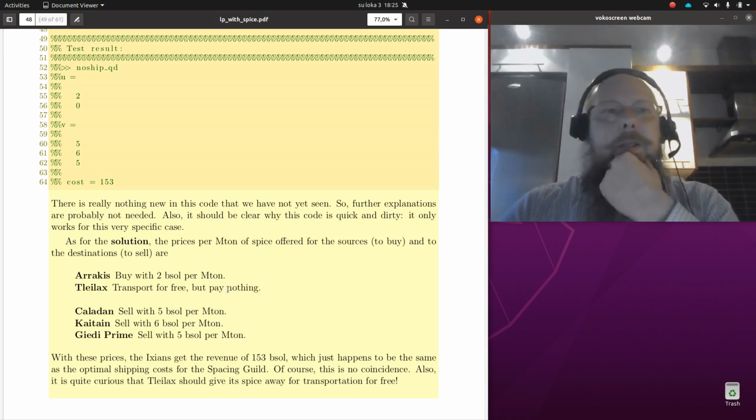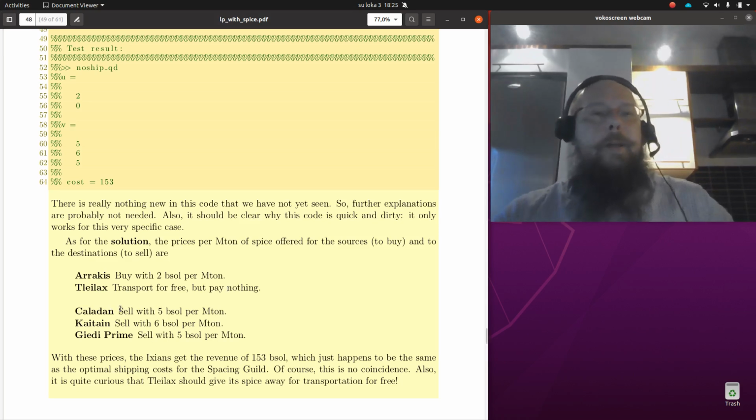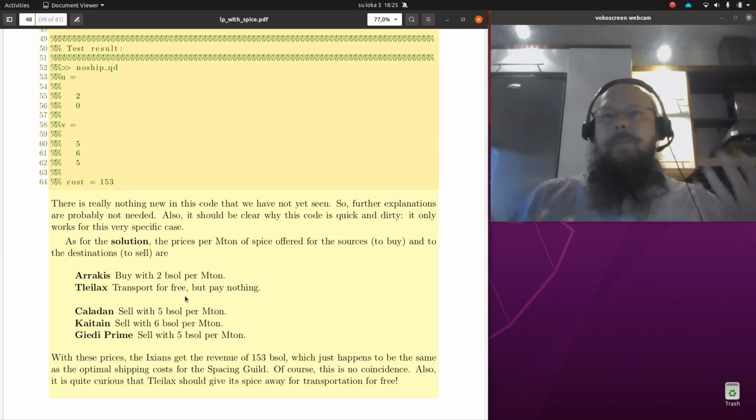Okay, this is a very curious thing. In Caladan, they will sell the spice at 5 billion Solaris per megaton. In Kaitain, they sell it at 6 billion per megaton. And finally in Giedi Prime, they sell it at 5 billion Solaris per megaton. And with these prices, what is the profit?